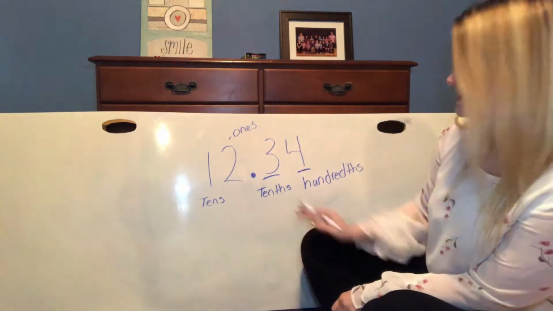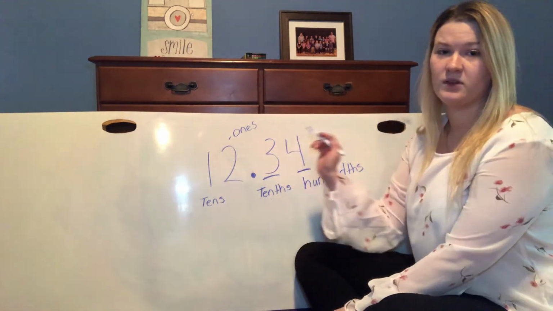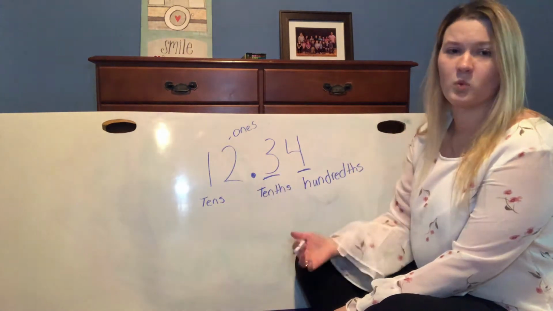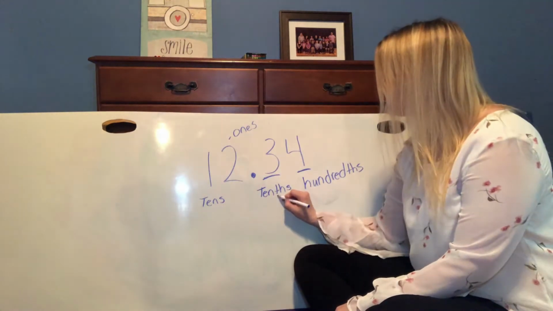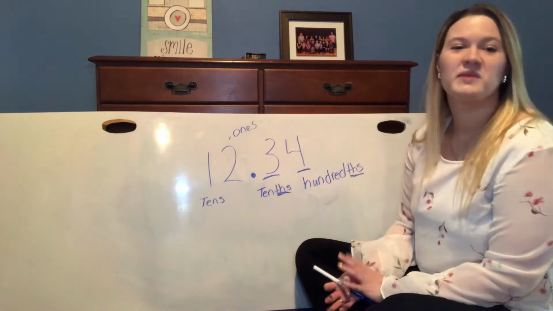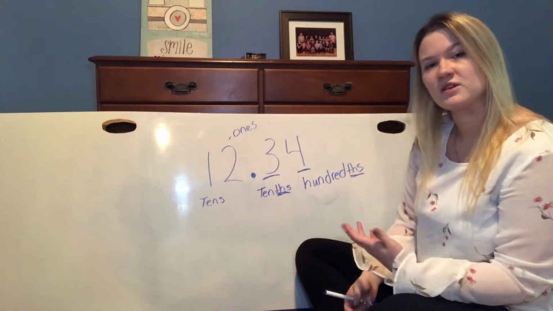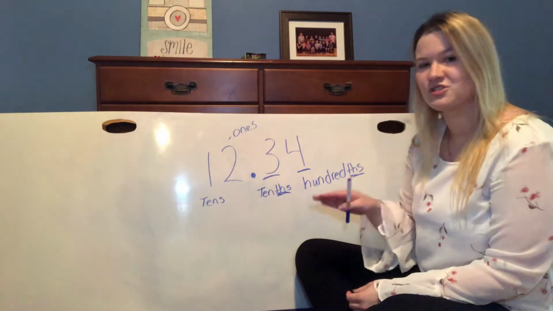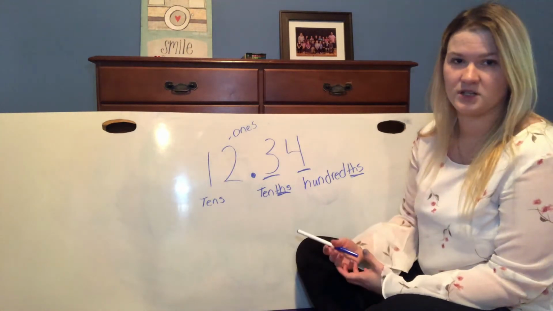Now you may notice these are very similar to our place values on the other side of the decimal, but there's one really important difference, and that's the "ths" at the end. These are pieces of a whole, so they're tenths and hundredths, not tens and hundreds. I know they sound very similar, but they're very different things.